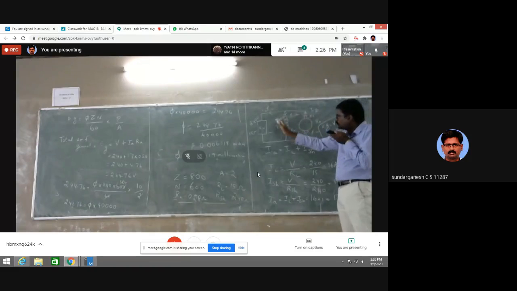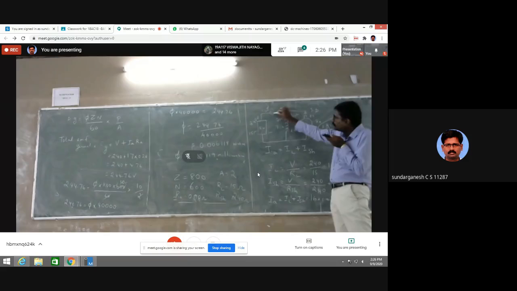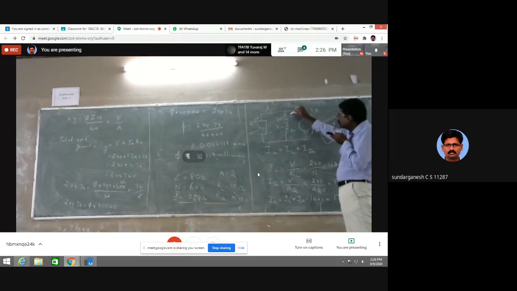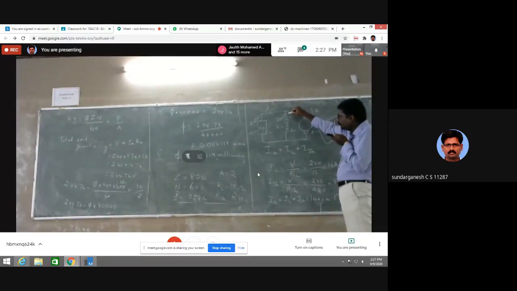So everything is supplied by the generator. This armature current is supplying all the currents, the shunt field current as well as the load current. Here is a terminal, so this current will come here. Here it is a junction, it is divided into two. This current is the load current, and this current is the shunt field current. If you find the load current and shunt field current, then you add these two values and you get the total current.